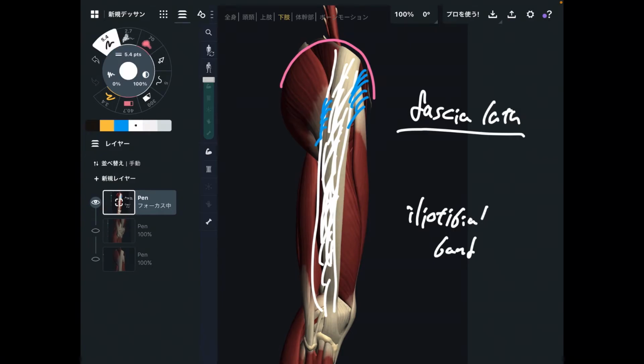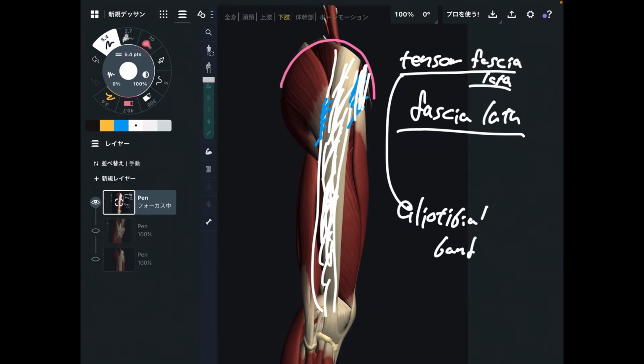On anterior part, there is tensor fascia lata. It is a muscle on anterior part of pelvis and hip. What is fascia lata? Fascia lata is thigh fascia, right? So tensor fascia lata actually tightens up fascia lata, thigh fascia. Then this muscle attaches to iliotibial band. Thus, tensor fascia lata is so important to maintain tension of iliotibial band and fascia lata.